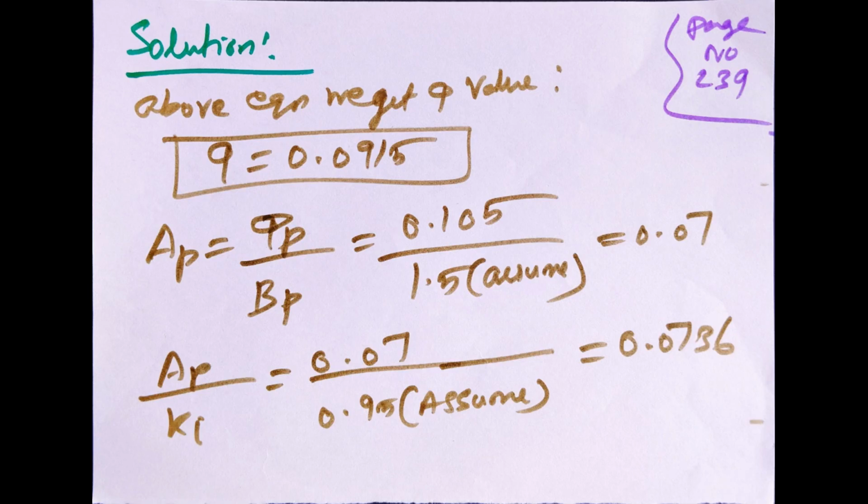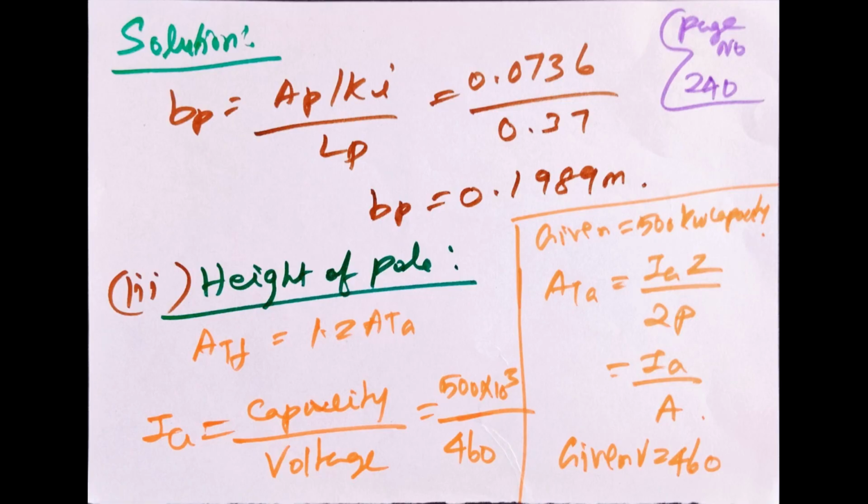Ap is equal to phi p divided by Bp. Assume Bp value is 1.5. Ap is equal to 0.105 divided by 1.5, which is 0.07. Ap divided by Ki; the Ki factor we assume 0.95. Ap divided by Ki is equal to 0.0736. Solution: Bp is equal to Ap divided by Ki divided by LP, which is 0.0736 divided by 0.37. Bp value is equal to 0.1989 meter.